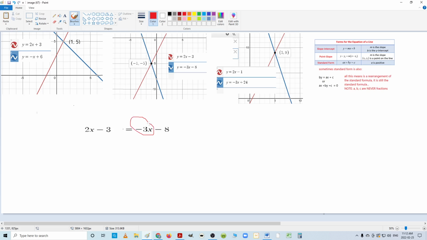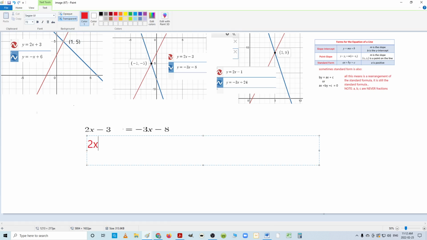Well, I got to get this 3x to the right side, so I'm going to add 3x to both sides. I'm going to give it a little bit of room there. And I get minus 3x over here, plus 3x, minus 8. It's obvious that this part here disappears. So I've got that right now. What is 2x plus 3x? 5x. Now I'm going to add 3 to both sides to get rid of that minus 3 to get the numbers to the right side.